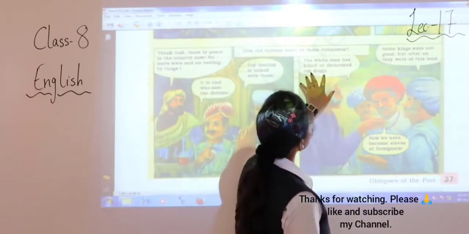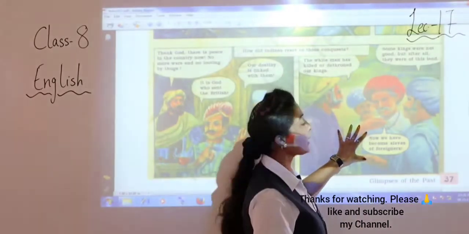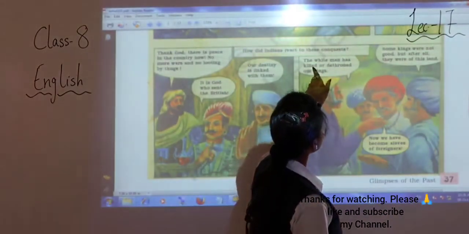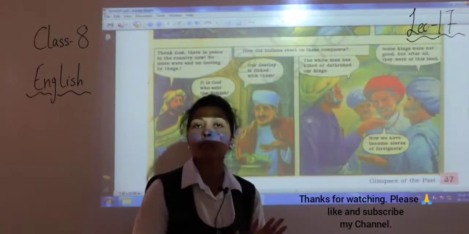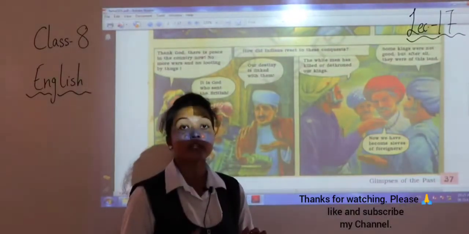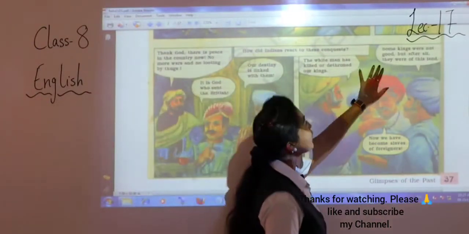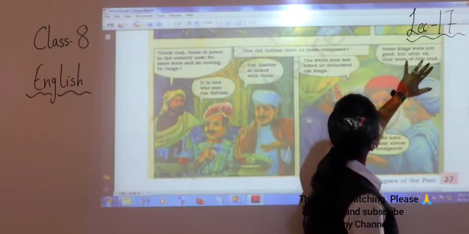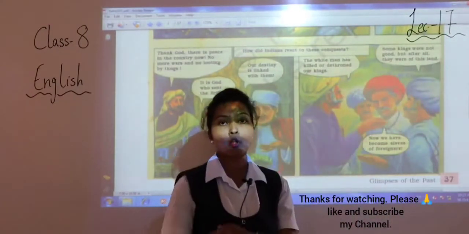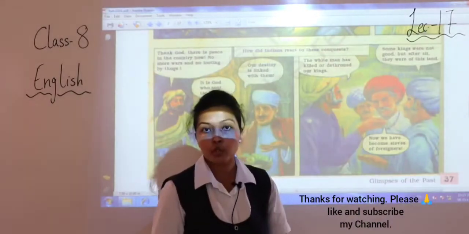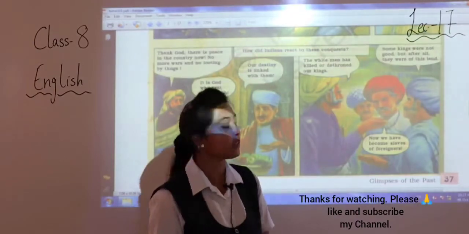The white man has killed or dethroned our king. The others are thinking that the white man, that is the Britishers, are killing our kings and dethroning our kings. Some kings were not good, but after all they were of this land. Others are saying that some kings are not good, but after all they are on the same land only, they are Indian.